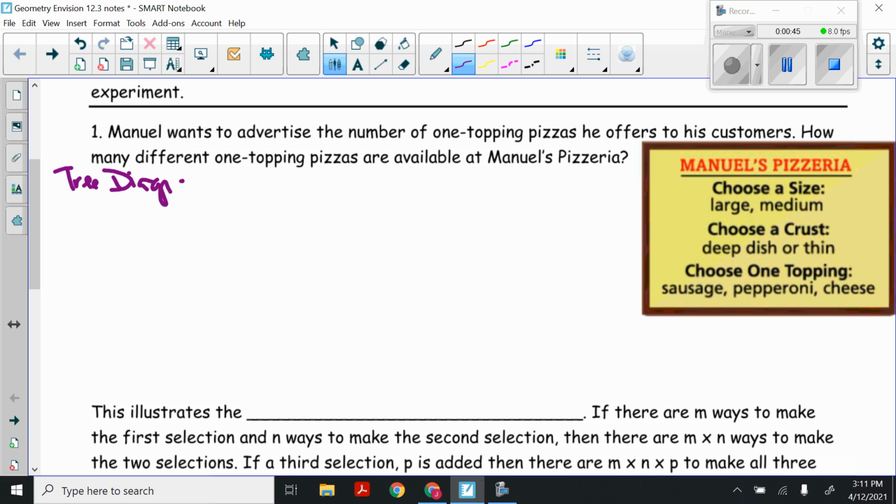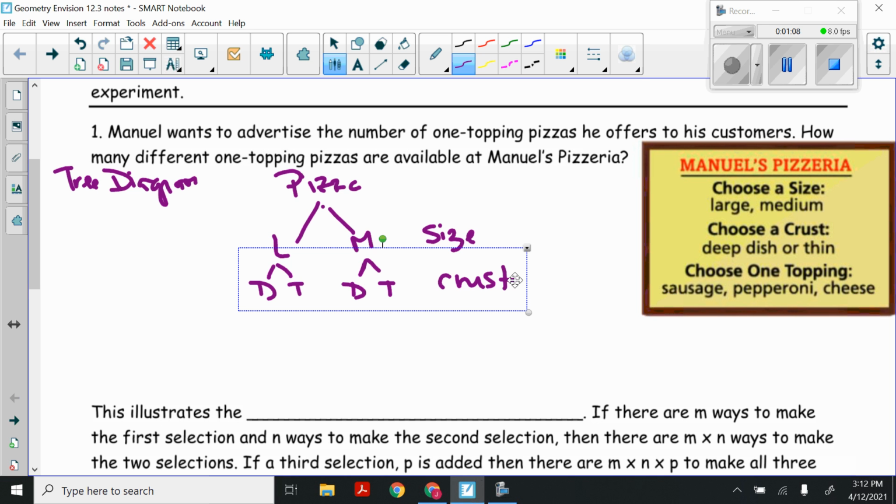So if I make a tree diagram and I start out, here's our pizza. So I can get two different sizes. I could get large or medium. So we start with our size. And then I could get two different types of crust. I could get deep dish or thin. So this is our crust. And then each one I could get one topping: sausage, pepperoni, or cheese. Same thing here, sausage, pepperoni, or cheese on all of these. Same thing over here though.